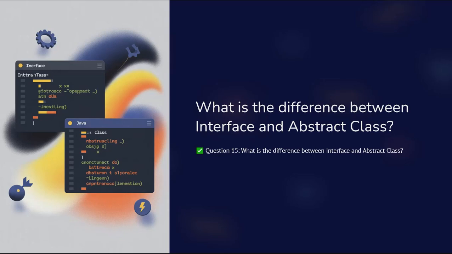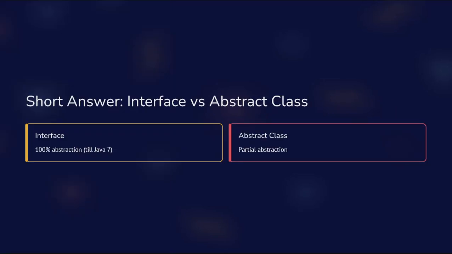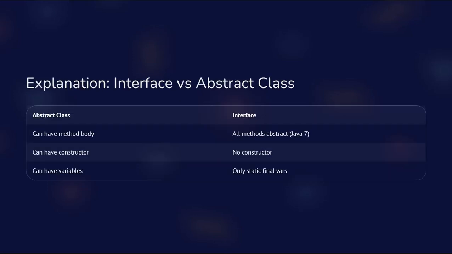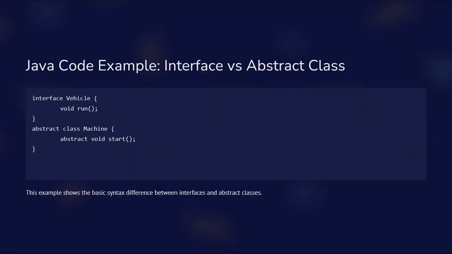Next question is, what is the difference between interface and abstract class? Interface is 100% abstraction till Java 7, while abstract class is a partial abstraction. The explanation is, an abstract class can have method bodies, can have a constructor, can have variables. While in an interface, all methods are abstract by default, no constructor, only static final variables.